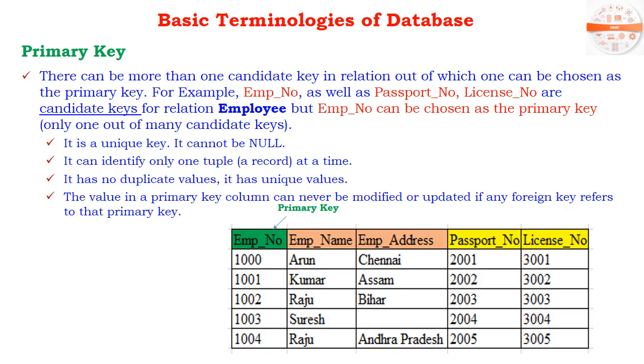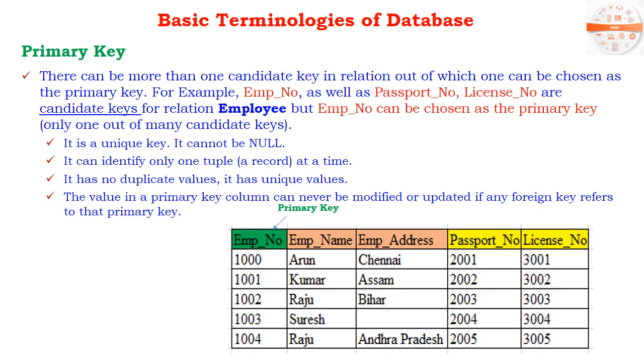It is a unique key. It cannot be null. It can identify only one tuple or record at a time. It has no duplicate values. It has a unique value. The value in the primary key column can never be modified or updated if any foreign key refers to that primary key.